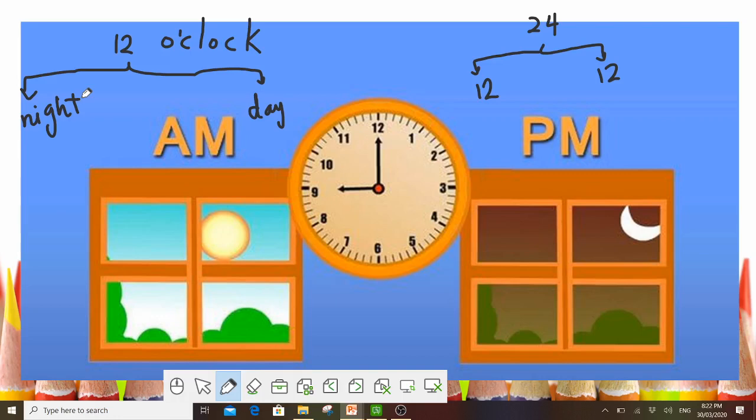12 o'clock at daytime is called noon, or midday. So 12 p.m. 12 o'clock at night time is called midnight.